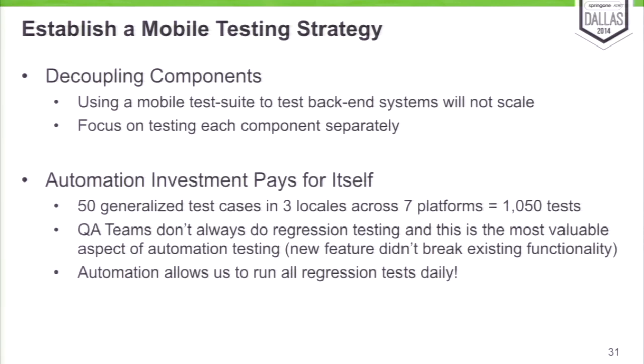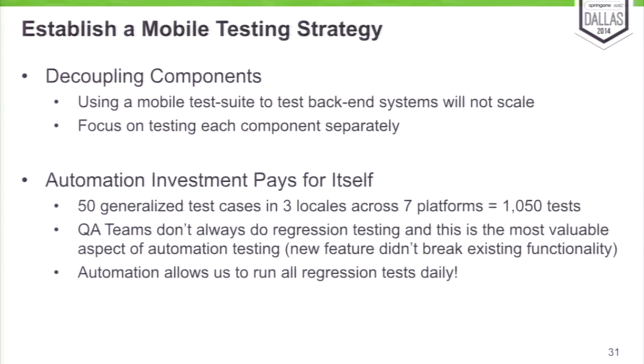And this goes to, I've kind of been saying this all along, but automation investment pays for itself. So if you think about a really simple example, let's say I have 50 tests, 3 locales on 7 platforms, we're already over 1,000 tests. I mean, it goes exponentially higher here with mobile because there's so many different configurations. So I would argue that the biggest benefit of doing mobile automation testing is it's a regression test, right? I'm not testing the new stuff that the engineers are building last week, right? I mean, you're not going to get a benefit out of doing that.